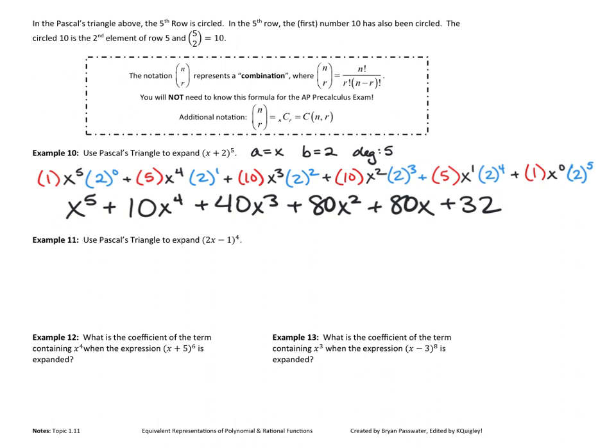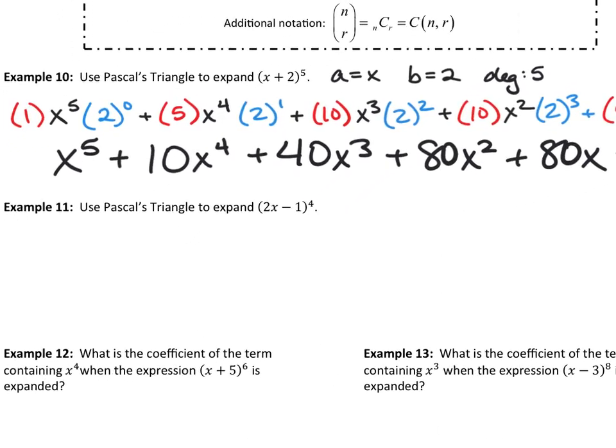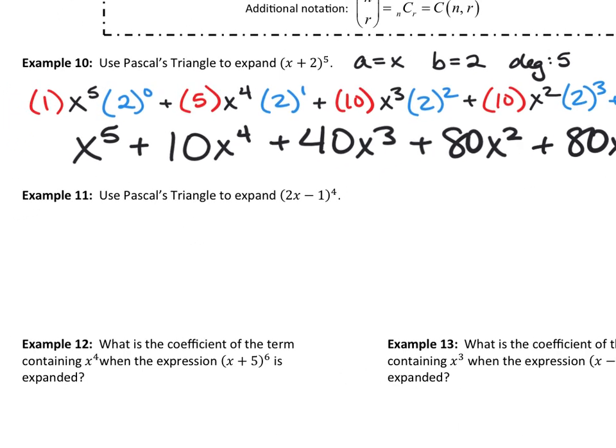Let's try it again. We're going to use Pascal's triangle to expand (2x - 1) to the 4th power. The first thing in my binomial is 2x. The second thing in my binomial is -1, and the degree, or the row that I care about, is row 4 in Pascal's triangle. So make sure you're looking at the correct row in Pascal's triangle.